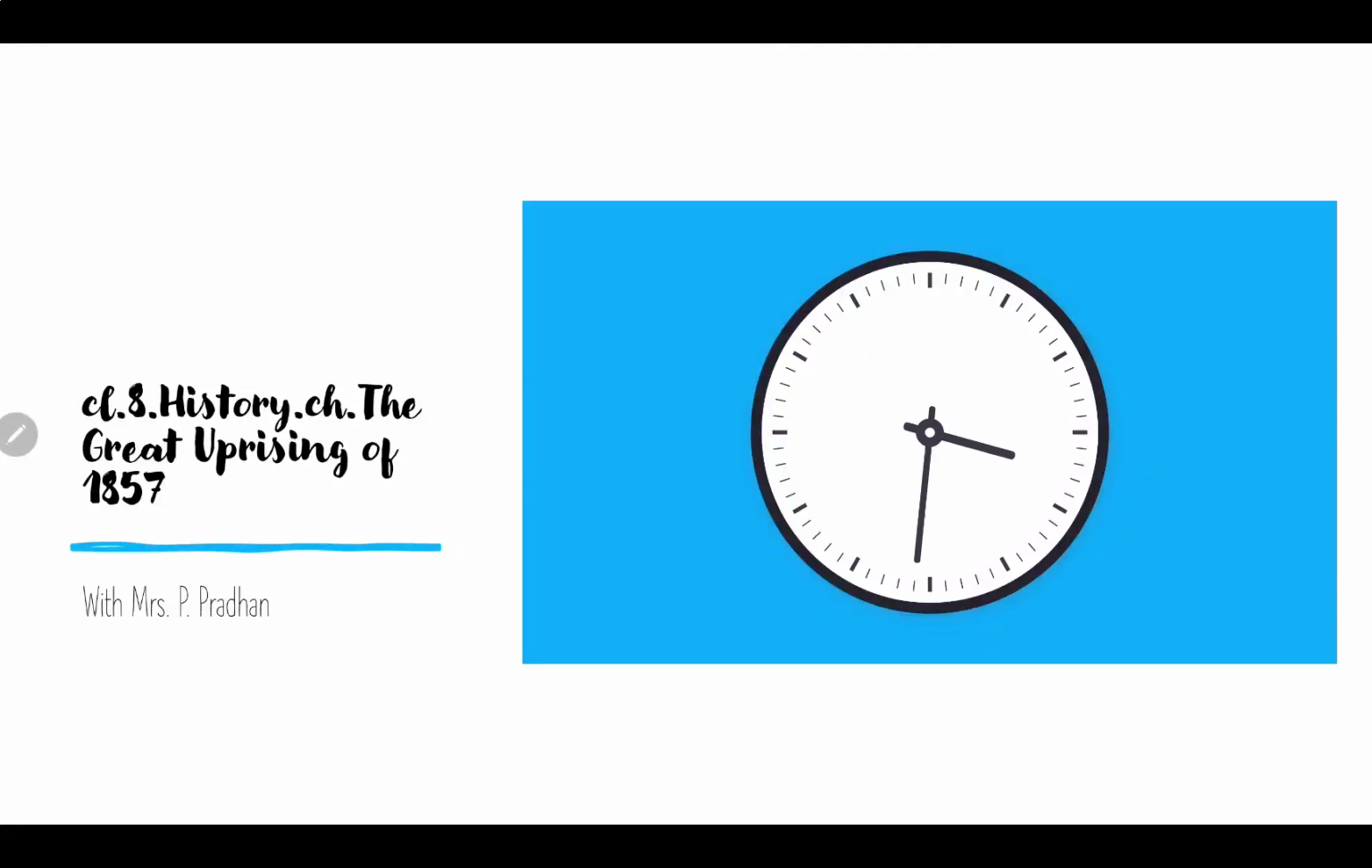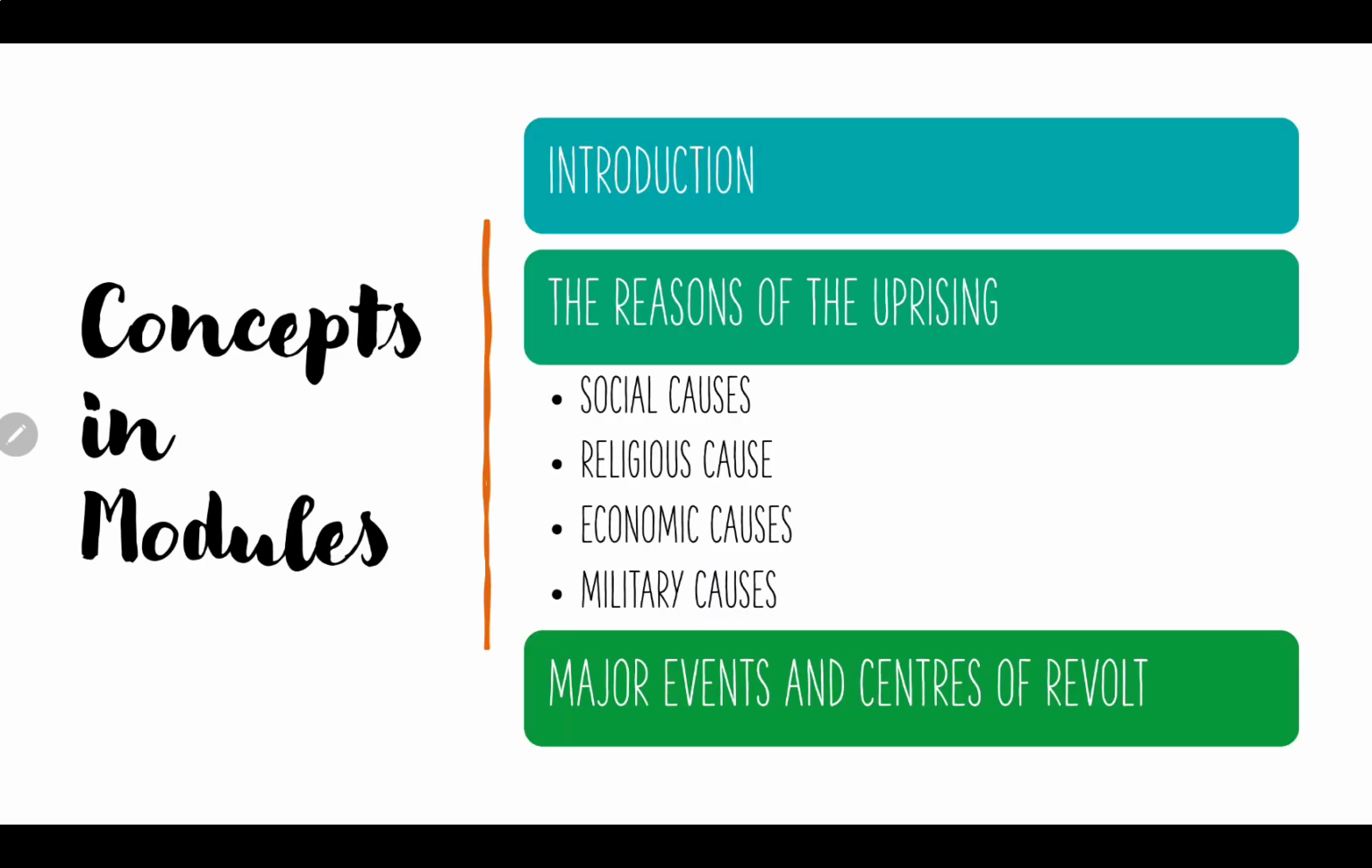Class 8. Today we will be discussing a new chapter, the Great Uprising of 1857, and this chapter is from the history section. So let's proceed. In this chapter we shall discuss the most important things: the introduction to the revolt of 1857, and what the reasons for the uprising are.